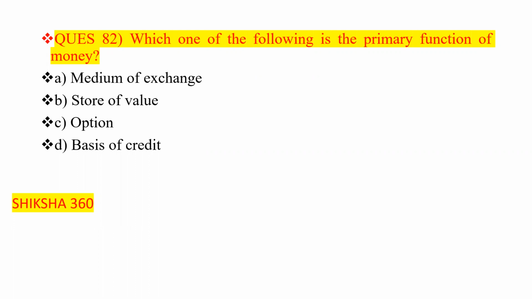So what is the correct answer here? Which one of the following is the primary function of money? Option A is the correct answer: that is a medium of exchange. Basically, it is the primary function of money. So this one is the answer here.